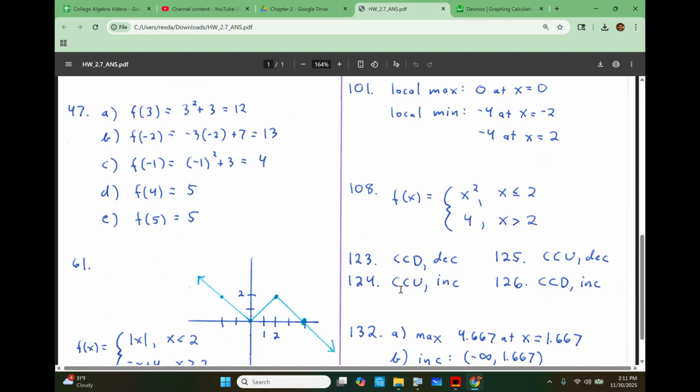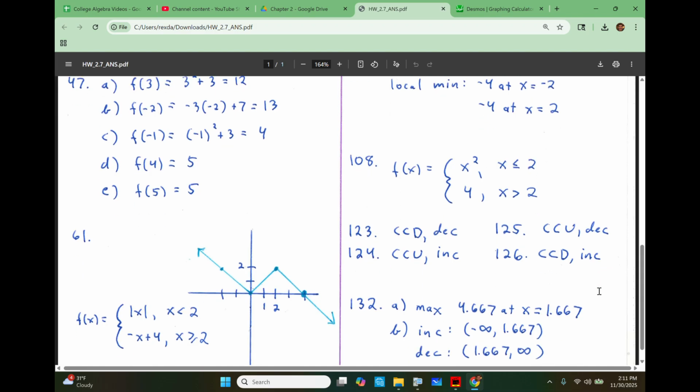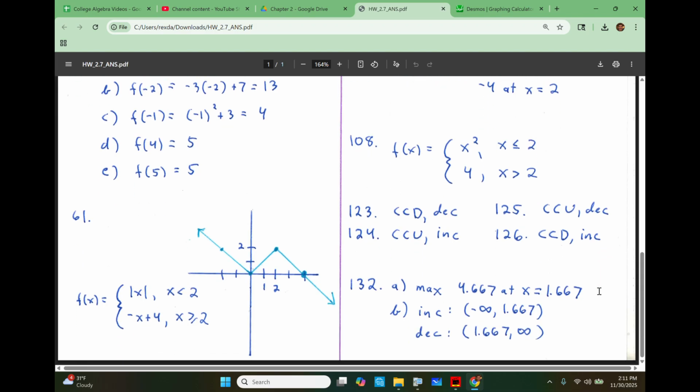124 is salad bowl up, concave up, and increasing the entire time. 125 is salad bowl up, concave up, and decreasing from left to right. And then 126, that's salad bowl down, concave down, and increasing from left to right. So some new words here if you haven't seen it, the concavity.